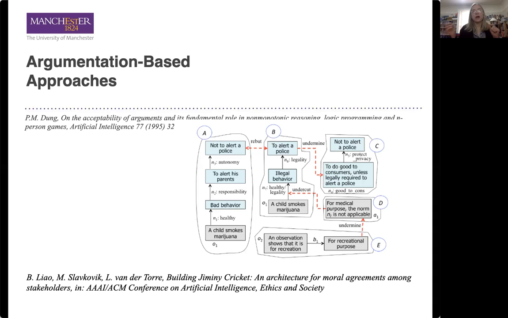And you've got arguments that kind of undermine each other. For instance, down here, there's a link between E and D. If you're using the marijuana for recreational purposes, then that undermines some argument that actually we're trying to use it for medical purposes. And these all kind of come together to give you some idea about what you should do within the system.